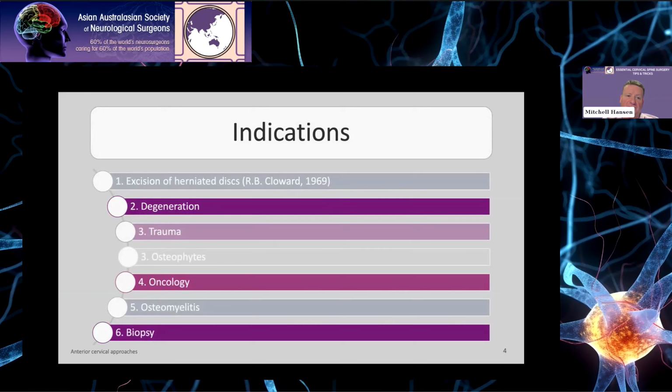So indications for the anterior approach, I guess degenerative cases were probably the first reason we looked at going through the front to get to the spine. And Cloward was a big proponent of this in '69. This was for excision of herniated discs. Since then, the indications have expanded, where we now have degenerative conditions, trauma, osteophytes, oncology, biopsy and osteomyelitis.